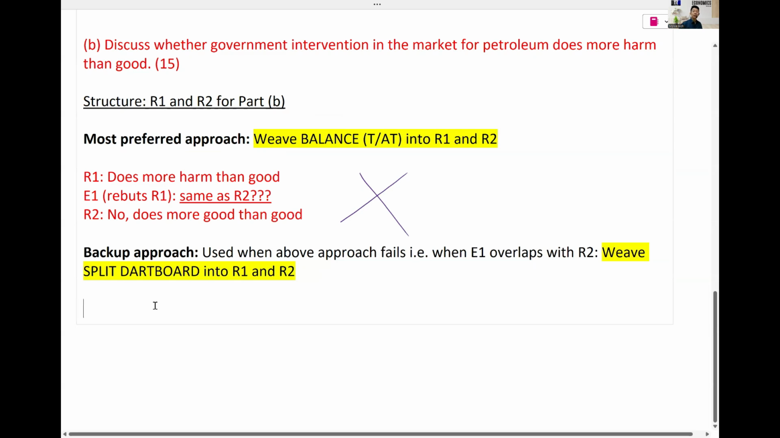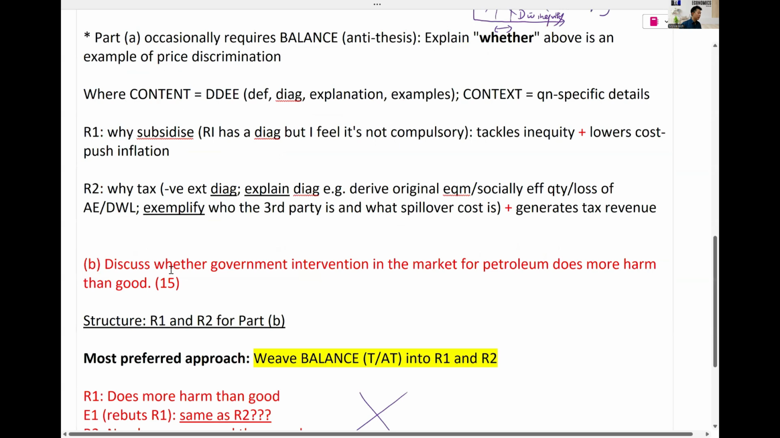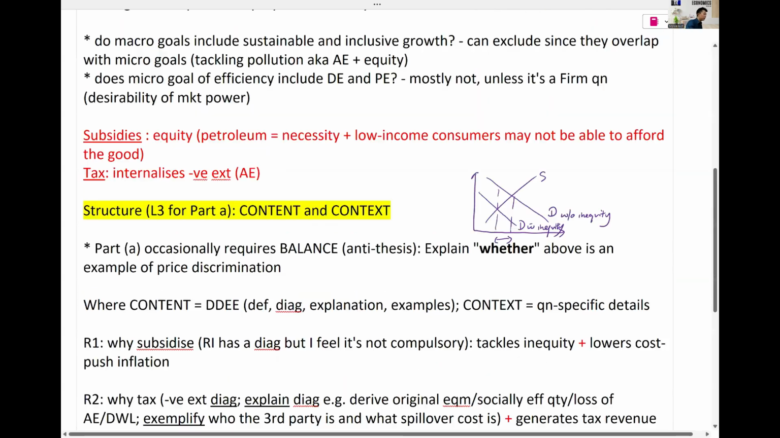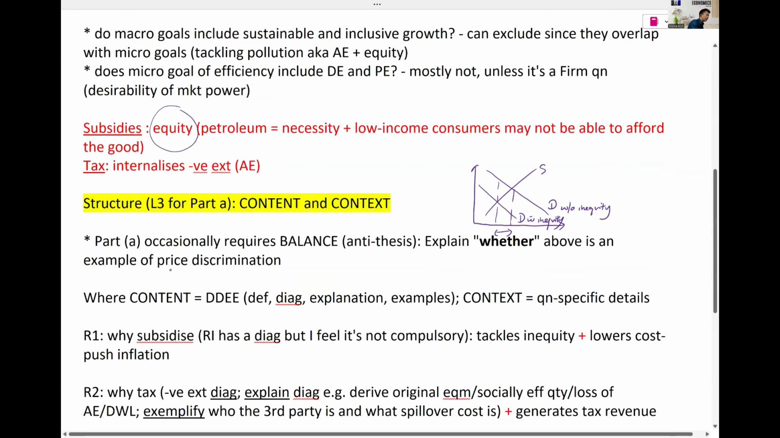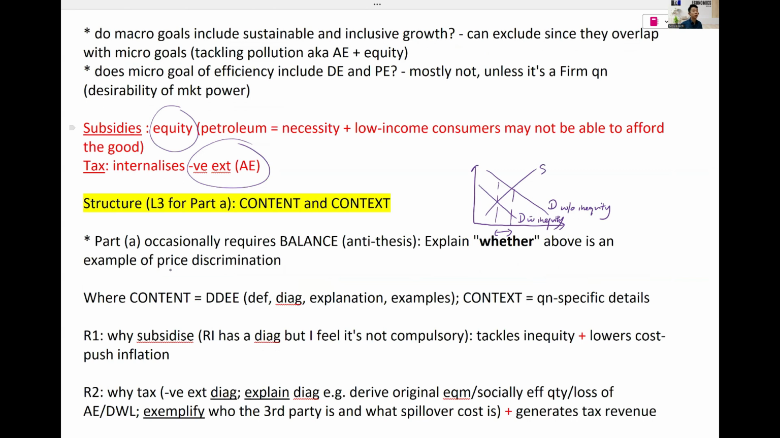Okay, so now if I don't like this approach because it overlaps, I'm going to use my second approach. Okay, second approach. Do you remember we split the dartboard? Like here, I think we were looking mostly at equity and negative externalities. Of course, you can bring in cost push inflation, you can bring in tax revenue when you have the time. But let's say we keep to the bare bones structure. We only focus on these two.